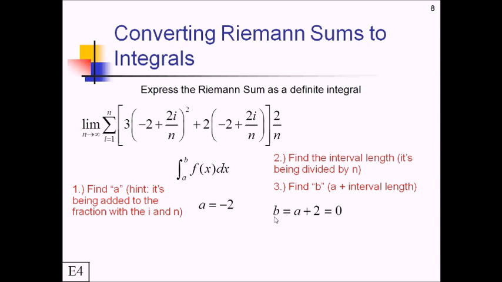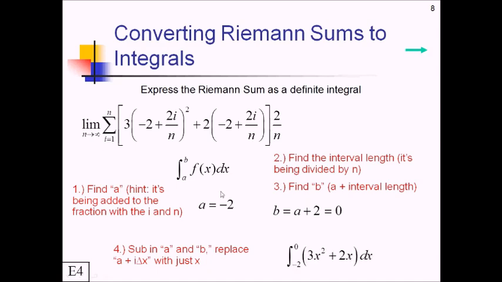All we need now is the actual function that we have to replace f of x with. So in addition to subbing in negative 2 for a and 0 for b, we're going to replace f of x with, well, let's see here. We have a bunch of stuff being squared and multiplied by 3. So that's 3x squared. And we have some stuff being multiplied by 2, the same stuff, so that's 2x. So we have the integral from negative 2 to 0 of 3x squared plus 2x dx. And if you have an integrand that has multiple terms in it, then you do need to put all of that in parentheses.